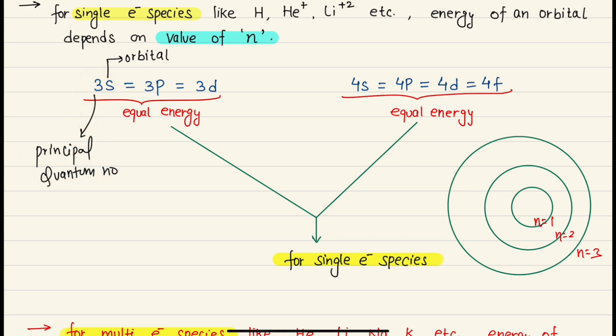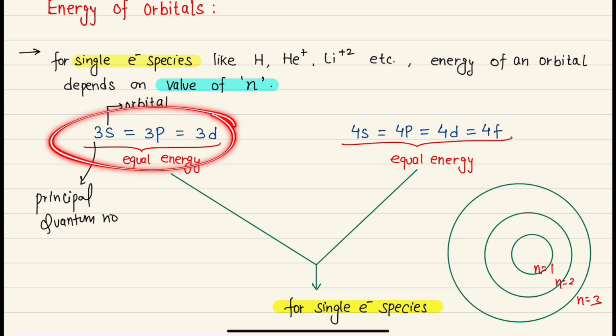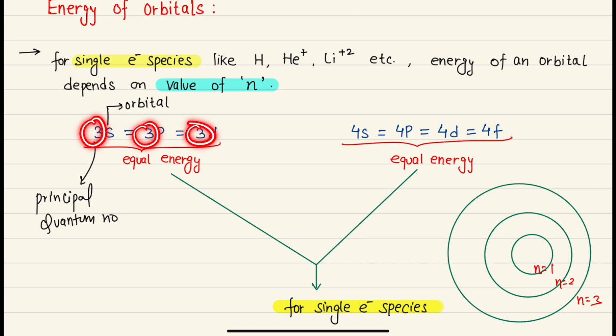So for single electron species, you just have to check the value of n. In this case, all the orbitals have the same value of n, 3 here, also 3 here. It means all these have the same energy. The conclusion is 3s equals 3p equals 3d. All have equal energy because all have the same value of n.